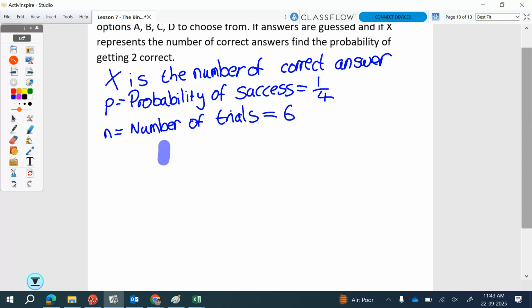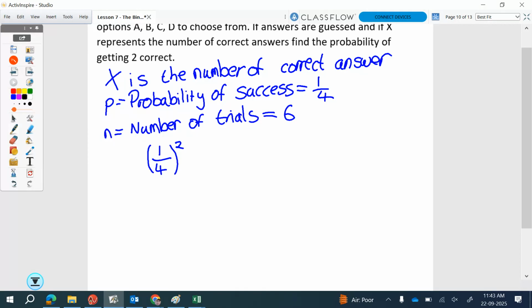This is us getting 1 correct. How do we get 2 correct? What do we times by? 1/4. We do 1/4 times 1/4. Let me generalize it like that. This will help us. So that means I've got 2 of them right.